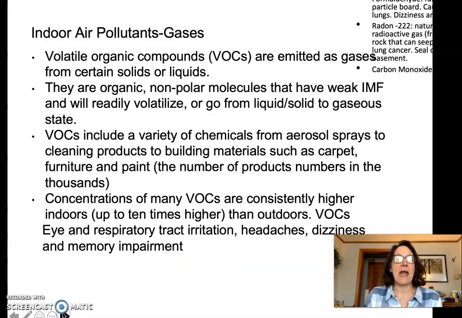The other big class of indoor air pollutants, not solids, but actual gases, are what we call VOCs, or volatile organic chemicals. Remember, we saw VOCs in the outdoor air pollution as well. They were an essential component of making that soup, that photochemical smog, the ozone part of that.